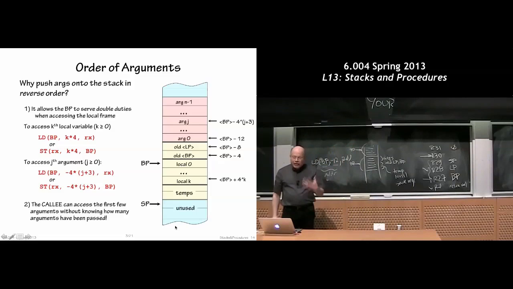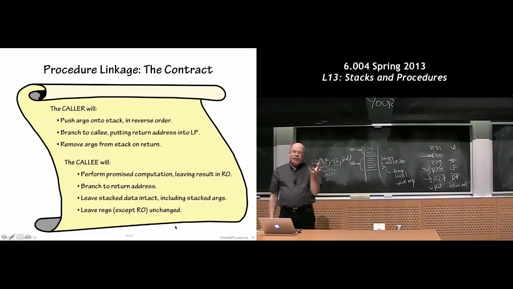So here's our contract. This is the convention we're going to follow. We're going to push the arguments onto the stack, and when you call me, you'll put the return address, where you want me to return, into the linkage pointer. Okay. And since you put the arguments onto the stack, when I return to you, it's going to be your job to take them off the stack.